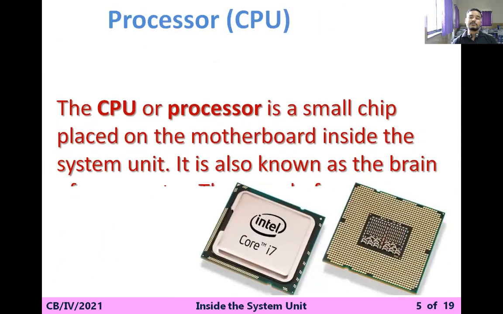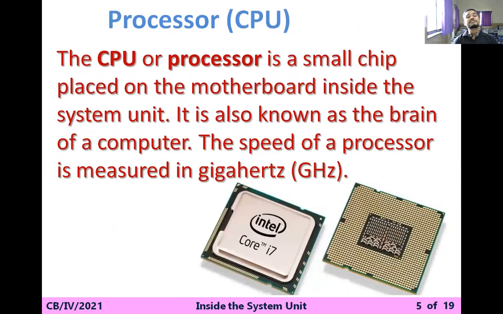So first part of your computer is called CPU. CPU means Central Processing Unit, and it is a chip. CPU stands for Central Processing Unit. It is a small chip present on the motherboard, inside the system unit. System unit means your CPU. And this small chip is also called the brain of computer.